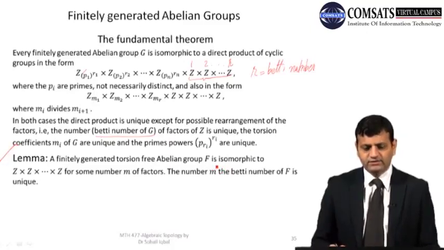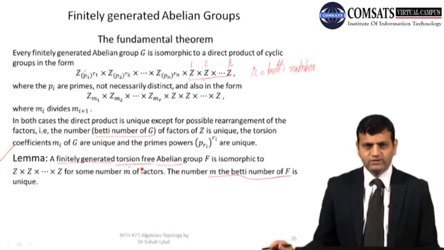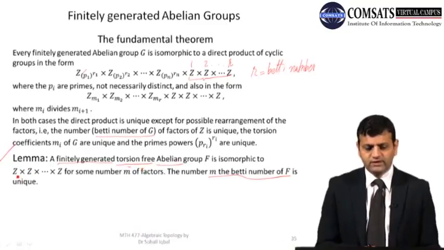So a finitely generated torsion-free abelian group F is isomorphic to Z cross Z cross ... cross Z for some number m of factors, and of course we have seen that this number m is called the Betti number of F. So if it is a finitely generated abelian group and there is no torsion element, so it's torsion free, which means there is no torsion element, then it is nothing but a direct product of integers.